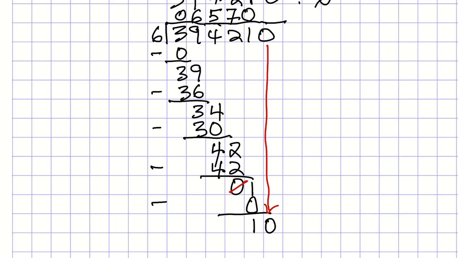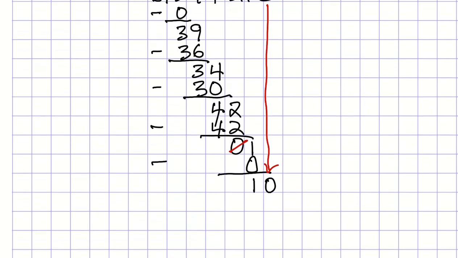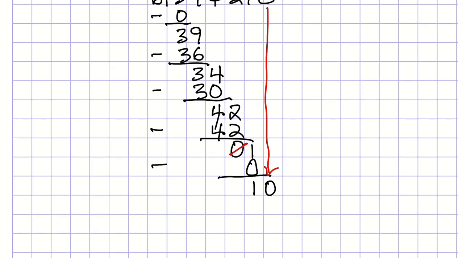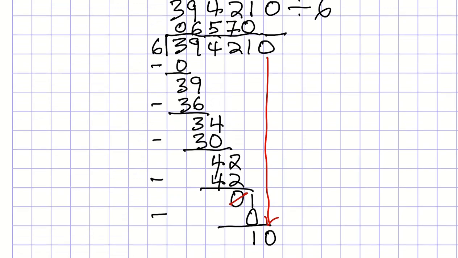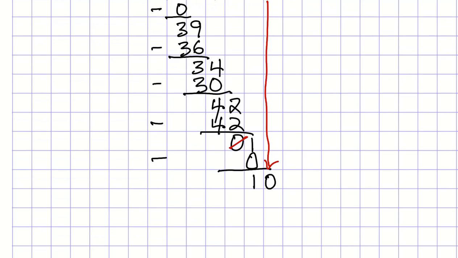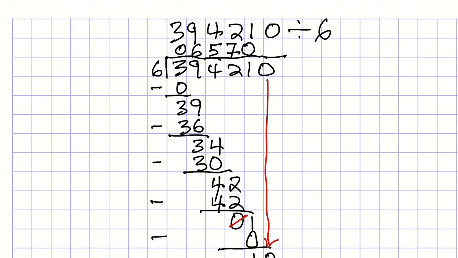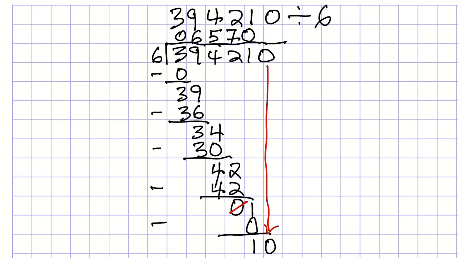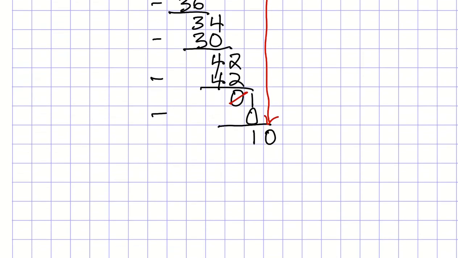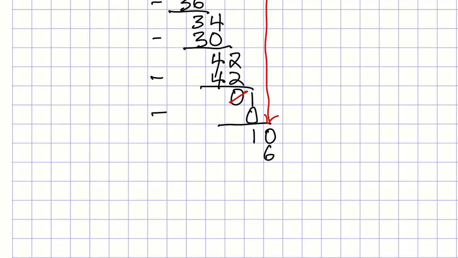Right? You put it there. And then you repeat the process again. 10 divided by 6 can only go in 1 time, right? So you put the 1 here, and then 1 times 6 is 6. You put it here, and you subtract. What do you get? You get 4, right?